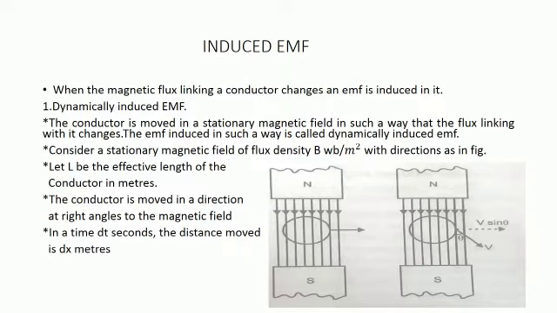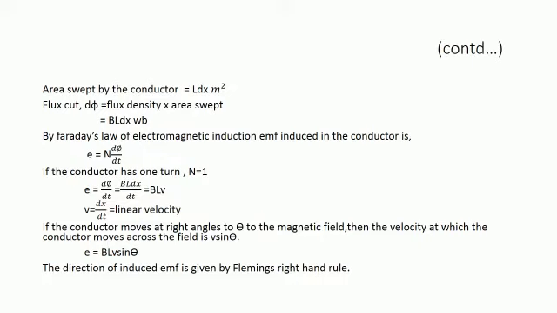The flux density is B Weber per meter square. L is the effective length of the conductor in meters. Here the conductor moves in a direction at right angles to the magnetic field. In a time dt seconds, the distance moved is dx meters. So the area swept by the conductor is L dx meter square. The flux cut by the conductor, d phi, is equal to the flux density times the area swept, B L dx Weber.